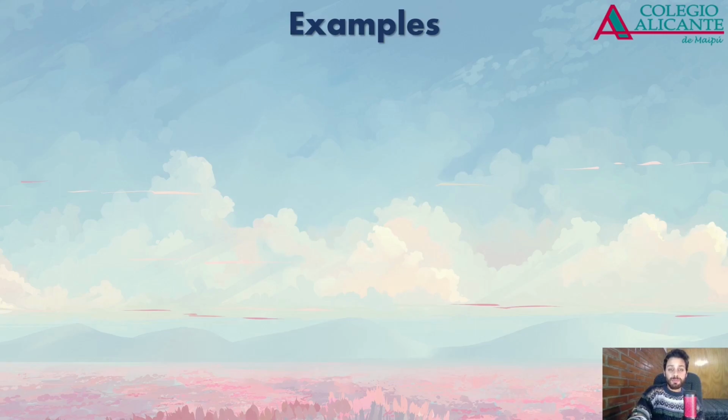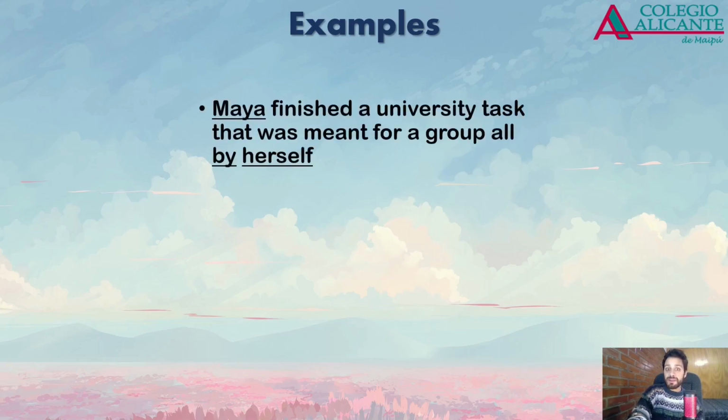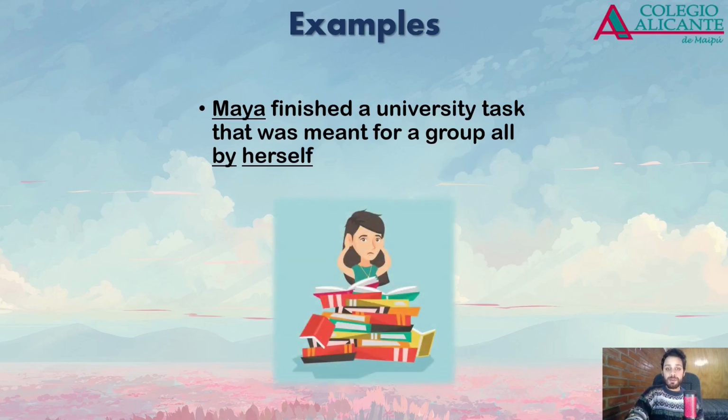Our next example is herself. And our sentence says, Maya finished a university task that was meant for a group all by herself. So let's imagine Maya is in college. She has a group of 4 or 5 people that are her friends and classmates, and they have a group task. Her classmates are kind of lazy, so she has to finish everything by herself. And there you see the result. Maya is all stressed out for having to finish this group work by herself.